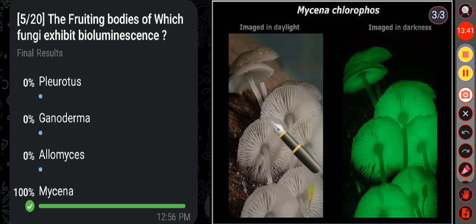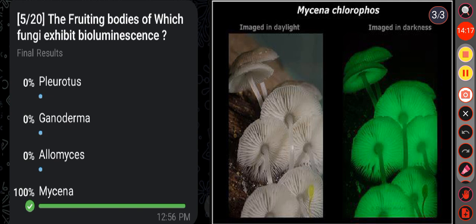It is the image of Mycena in daylight, and it looks bright green in color in the dark. And remember, not all Mycena species are bioluminescent. A significant number, including Mycena chloropus, Mycena corocata and others, have been observed to produce light.